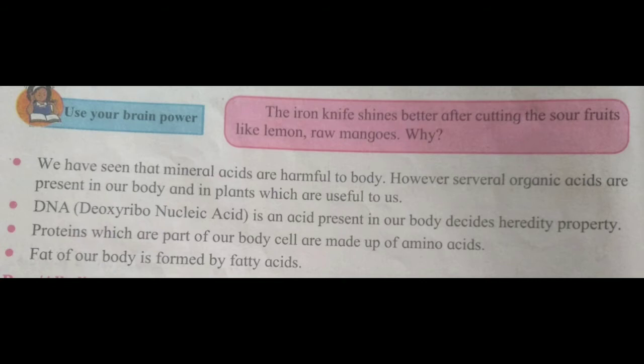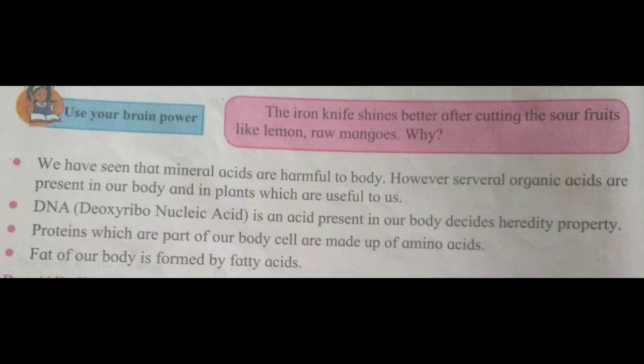Till now we learned that mineral acids are very harmful to our body. But several organic acids that are present in our body and also in plants are useful to us. Now which acids are present in our body? First one, DNA, that is deoxyribonucleic acid. It is present in our body and it decides the heredity property. Then proteins, which are part of our body cells, are made up of amino acids, and there are a total of 20 types of amino acids in our body. Then the fat of our body is formed by fatty acids.